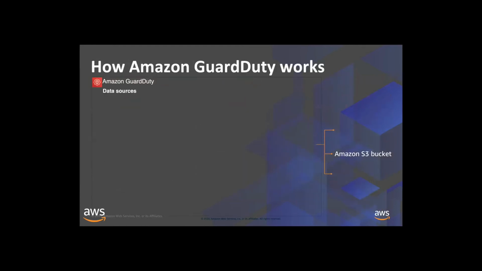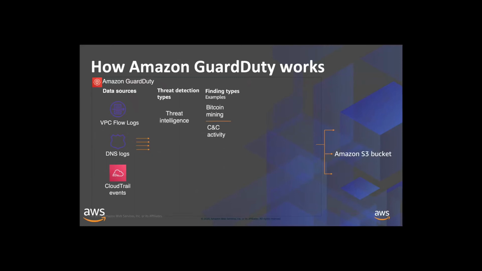So you can see over here, again, those data sources that it's going to be checking, the VPC flow logs, the DNS logs, the CloudTrail events. From there, it's going to try to do two different types of threat detection. Threat intelligence. So this is based on, again, intelligence coming from the AWS security team. And it has access to that feed, and from there, it tries to see is anything happening, such as Bitcoin mining, for example.